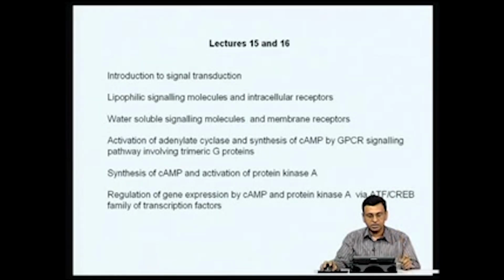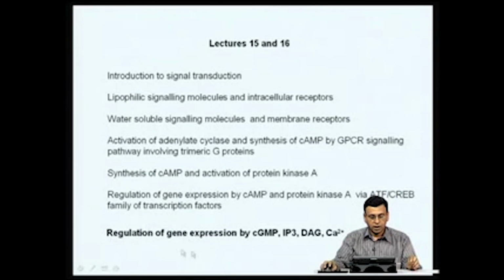We discussed one particular class of membrane receptors, namely the GPCRs or G protein coupled receptors. When these are activated, they in turn activate trimeric G proteins, and the G alpha subunit goes and activates adenylate cyclase, leading to the synthesis of cyclic AMP. Cyclic AMP in turn activates protein kinase A, and then via the ATF family of transcription factors activates genes that respond to cyclic AMP, which contain cyclic AMP response elements in their promoters. This is what we discussed in the last two classes.